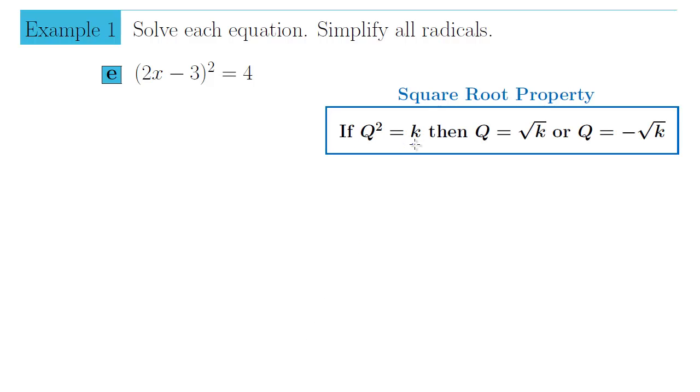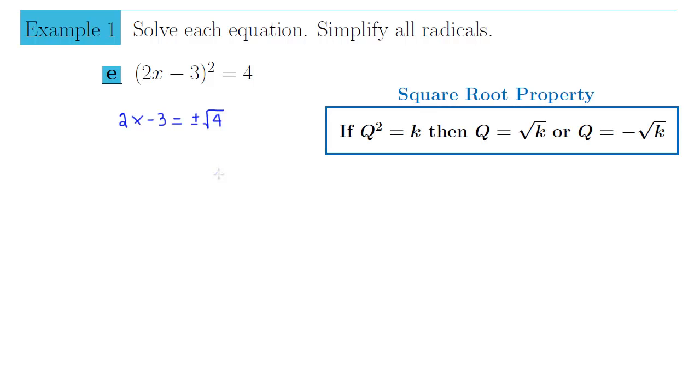If quantity squared equals k, then the quantity equals square root of k, or the quantity equals negative square root of k. In this example, 2x minus 3 stands for our q, and 4 is our k. So that means to solve this equation, we simply take our quantity, which is 2x minus 3, and set it equal to both the positive and negative square root of 4. So we have 2x minus 3 equals plus or minus the square root of 4.